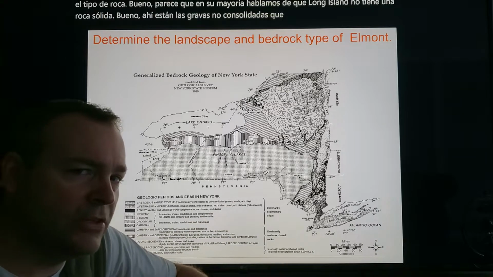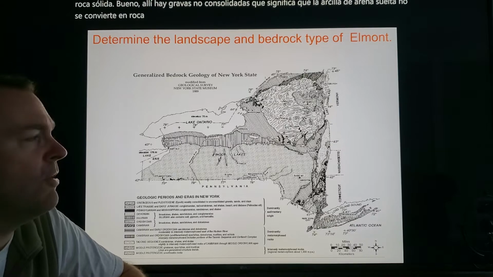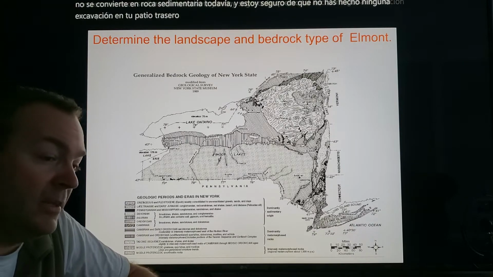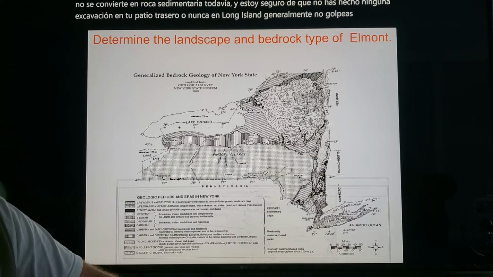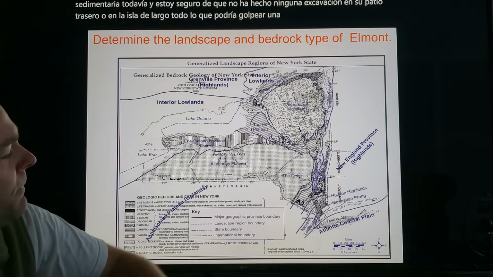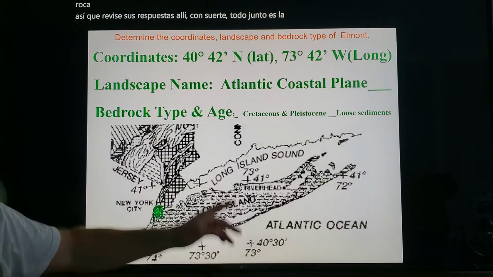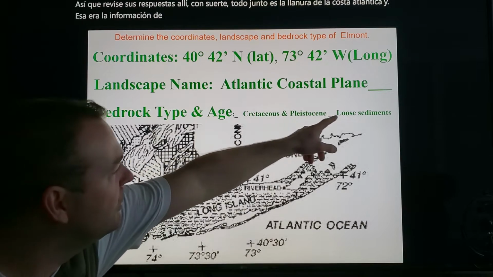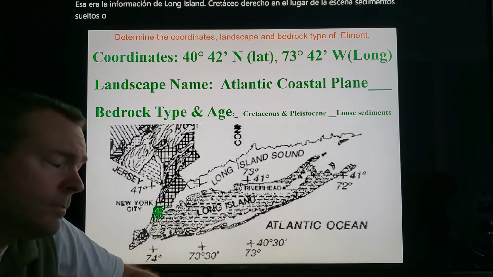It has not turned into sedimentary rock yet, and I'm sure if you've ever done any digging in your backyard or wherever on Long Island, you generally don't hit bedrock at all. You might hit a big stone, but that's not bedrock. So double check your answers there. Hopefully put it all together as the Atlantic Coastal Plain, and that was the info for Long Island, right? Cretaceous and Pleistocene, loose sediments. Our landscape is the Atlantic Coastal Plain.